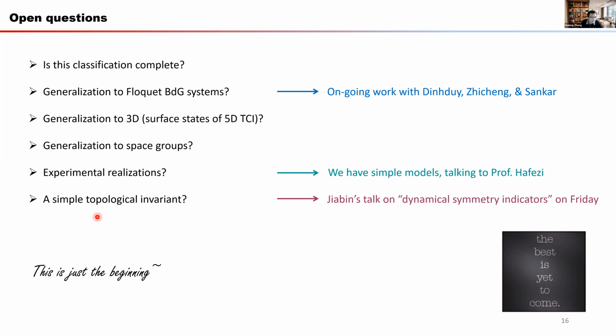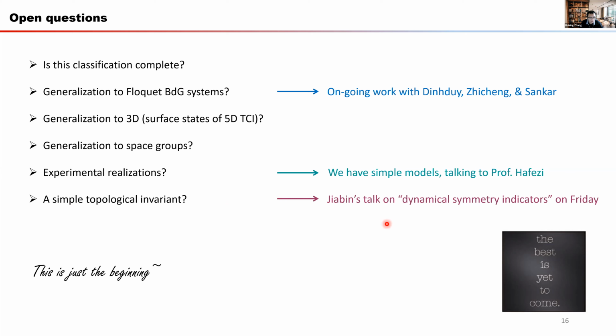And the final question here is, in our work, we have defined a set of higher-order topological indices to characterize the corner modes, which I didn't go through because that's kind of details. But those indices are practically not easy to calculate. So the question is, can we have a simpler way to diagnose this higher-order topology? This question has been partially answered by joint work with Jiabin on the so-called dynamical symmetry indicators. I think Jiabin will talk about this on Friday, and I'm very much looking forward to this talk.